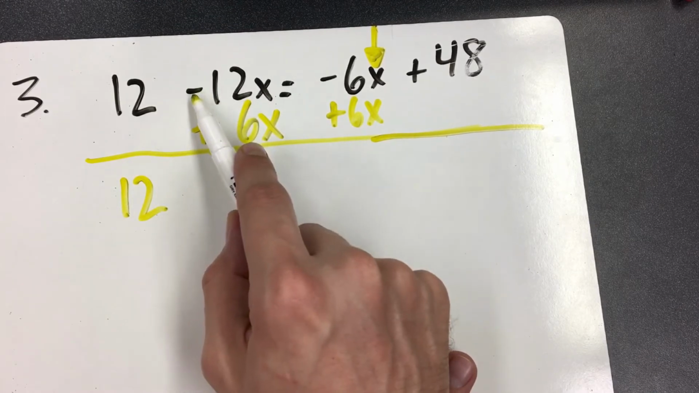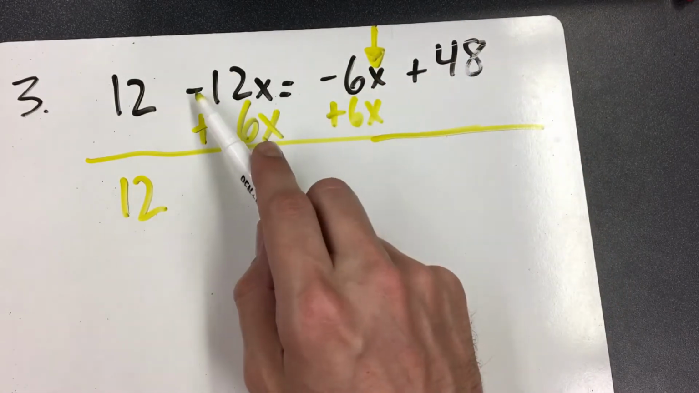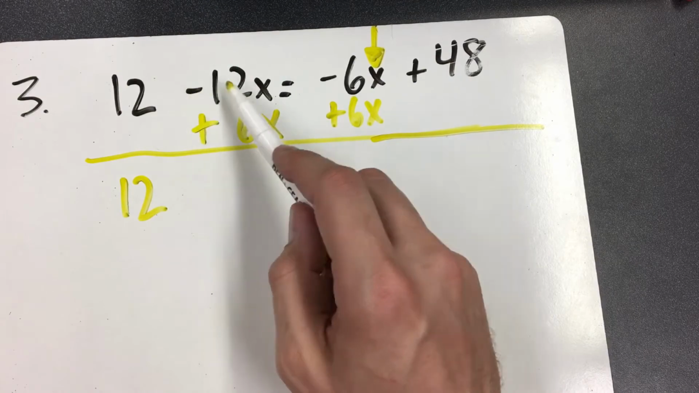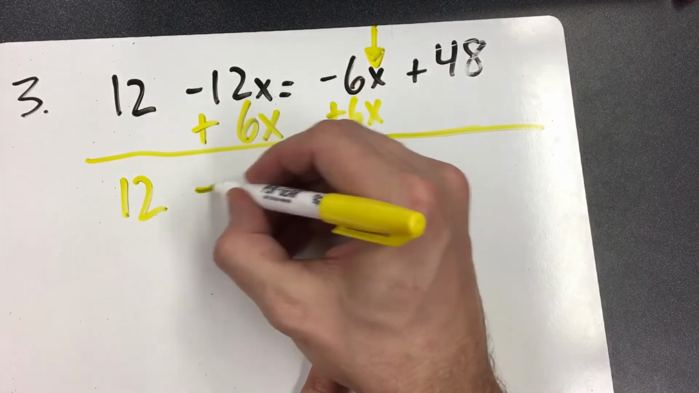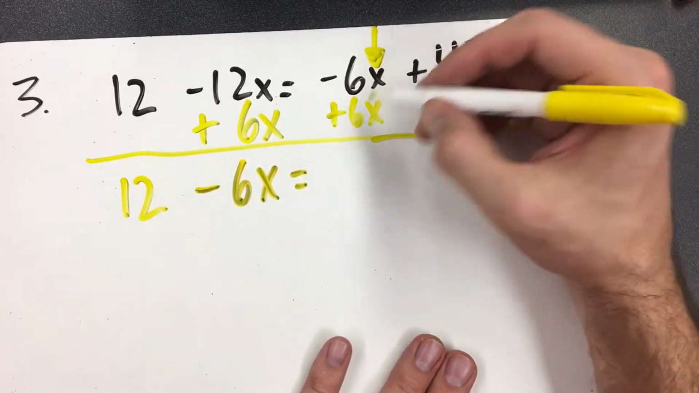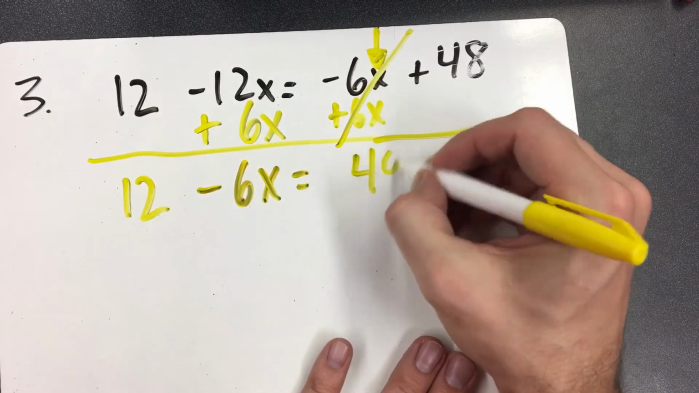Is this a subtracting sign or a negative sign? It honestly doesn't matter how you think of it. I like to think of this as negative 12 plus 6, right? Negative 12x's plus 6 would be negative 6x's. And then here it equals 0. Negative 6 and positive 6 cancel each other out. And so you have 0 plus 48, and that is 48.